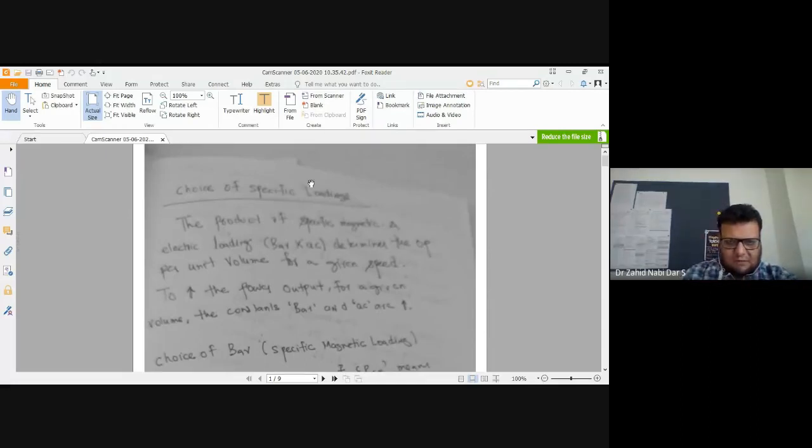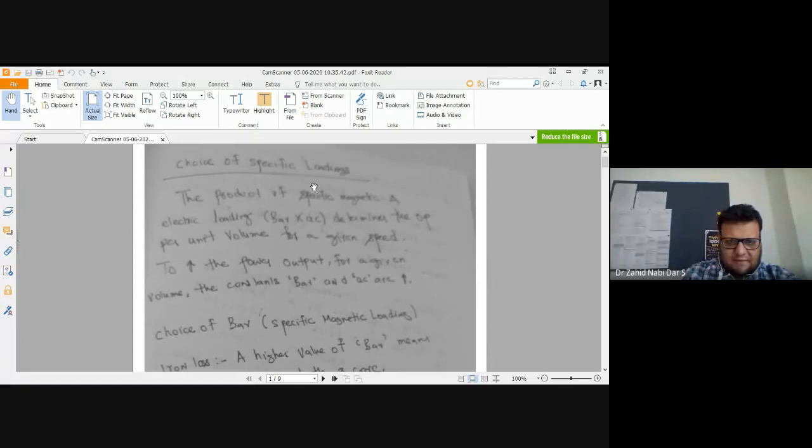So, the choice of specific loading. Basically, what is this specific loading? Specific magnetic loading is the average magnetic flux density. The product of specific magnetic and electrical loading: your magnetic loading is your BAV, the specific magnetic loading, that is flux by area, and this is ampere conductors, that is ampere per turns, which determines the output per unit volume for a given speed.